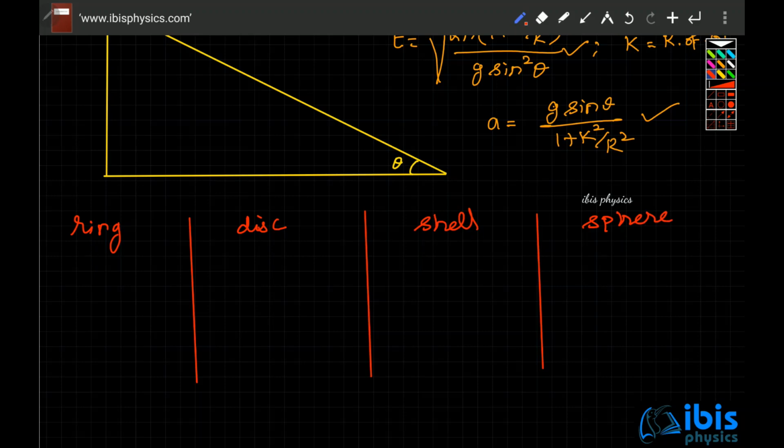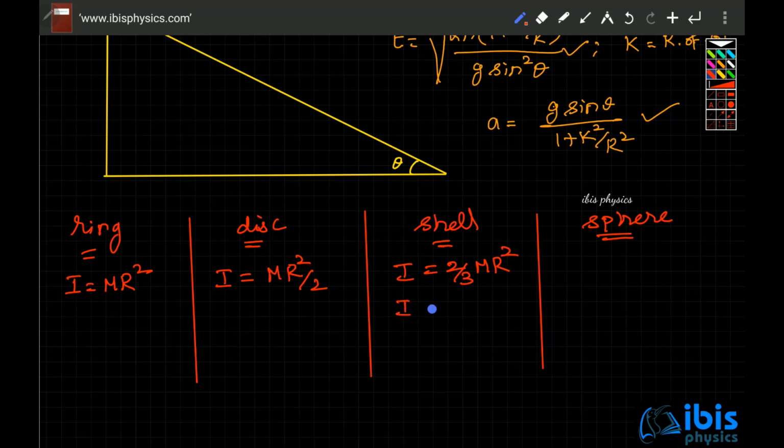Four objects. And you know the moment of inertia of all of them. A ring's moment of inertia I is equal to m r square. Moment of inertia of the disc is m r square by 2. Shell is I equal to 2 by 3 m r square, which can also be written as m into 2 by 3 r square. And sphere is 2 by 5 m r square, so m into 2 by 5 r square.